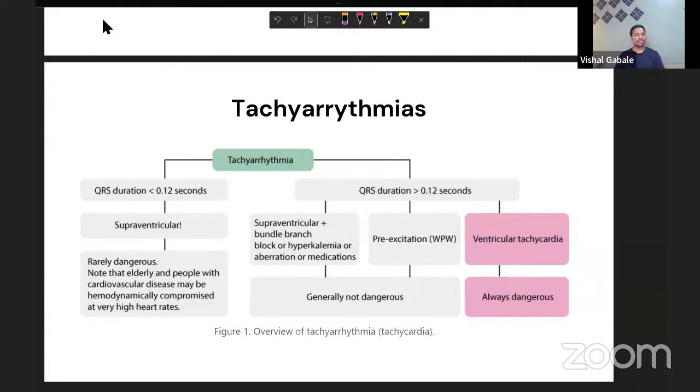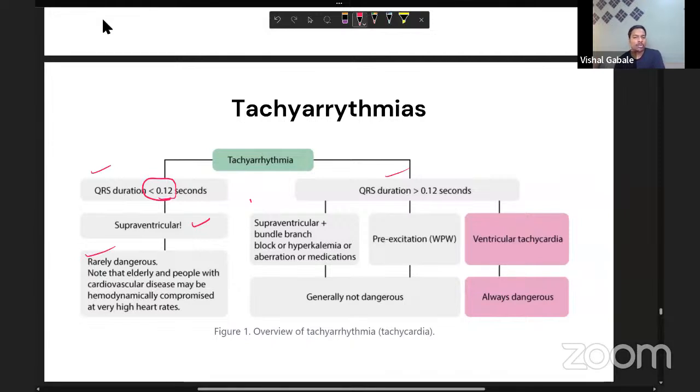All right, let's start with tachyarrhythmia, which is again a very big topic, but I'm very confident that we have gone through all of this already because when we were discussing the QRS complex and QRS duration, we went through that, right? So, tachyarrhythmias based on QRS duration are divided into two groups. First is supraventricular and the other one is ventricular. Supraventricular is less than 0.12 seconds, you know that because it passes through the normal pathway, and that's why it's called supraventricular. These are rarely dangerous and can be managed with vagal maneuvers.